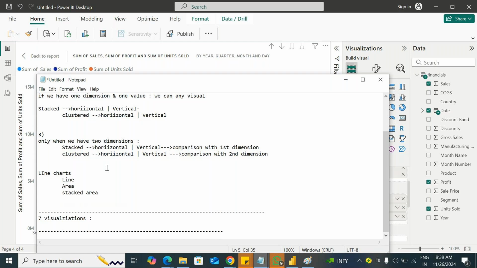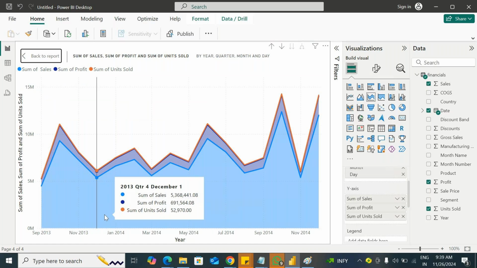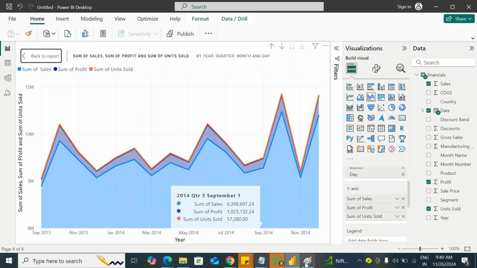If you want to go with the second dimension, that is the default clustered behavior, line or area will be used. These are all the functionalities of the 7 visualizations: stacked two visuals, clustered two visuals, line and area chart. These are the 7 visualizations. Till here, anyone has any questions?